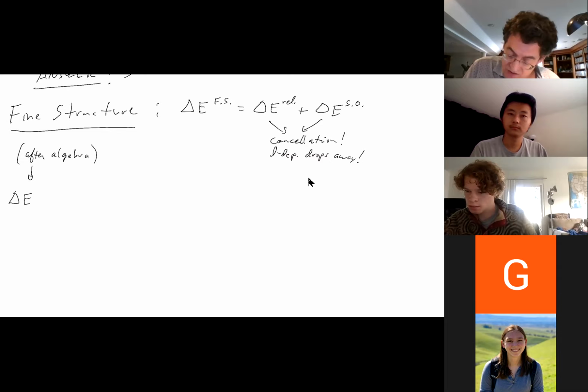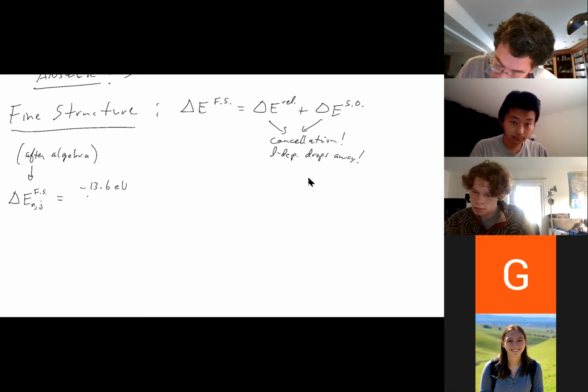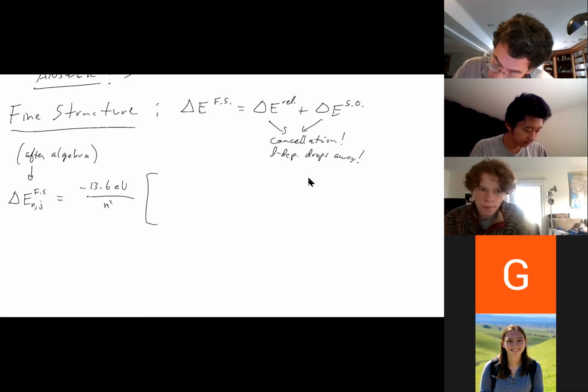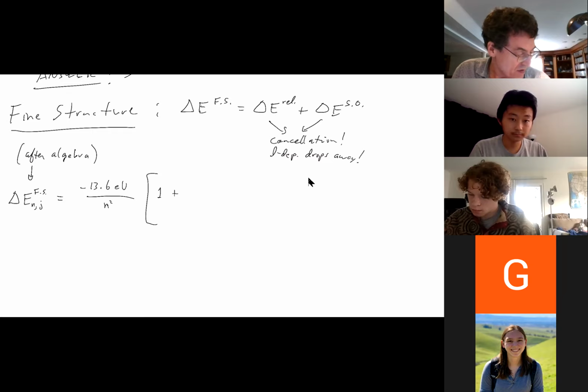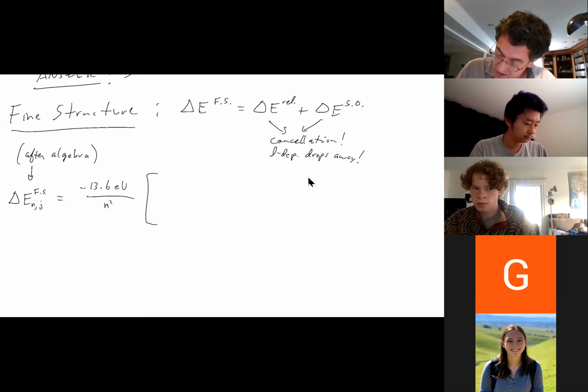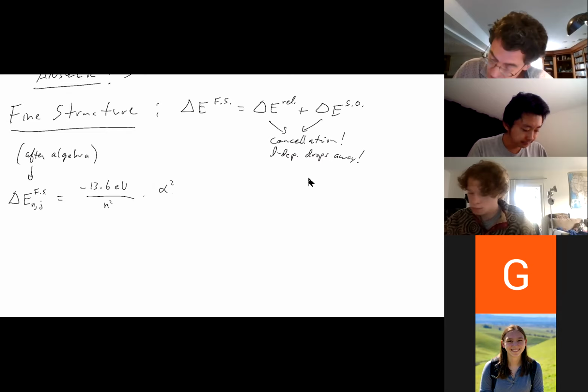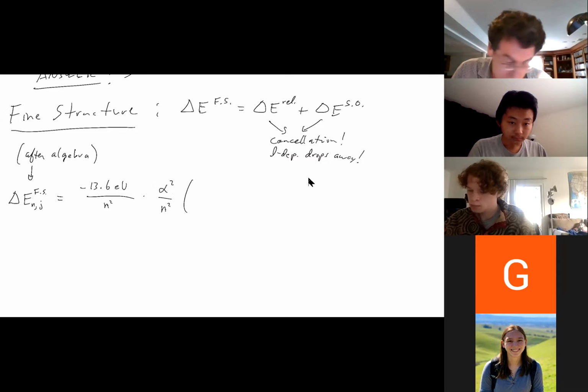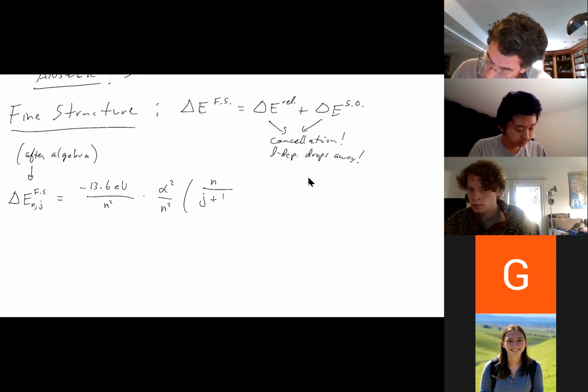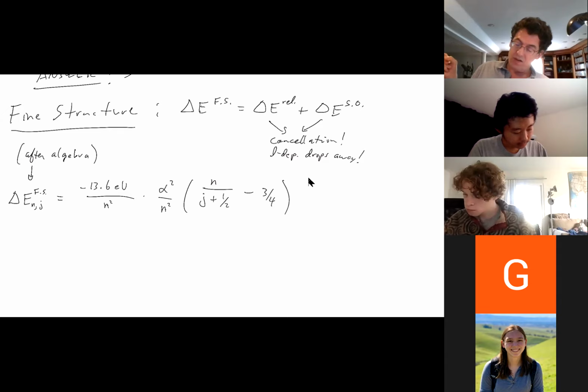is the fine structure energy correction depends on n and j, and it's equal to negative 13.6 eV over n squared, times, well, actually, let me do it like this. This is the energy correction. I'm sorry, let me write it correctly. Times alpha squared over n squared times (n over j plus 1/2 minus 3/4). Okay, so that's the energy correction.